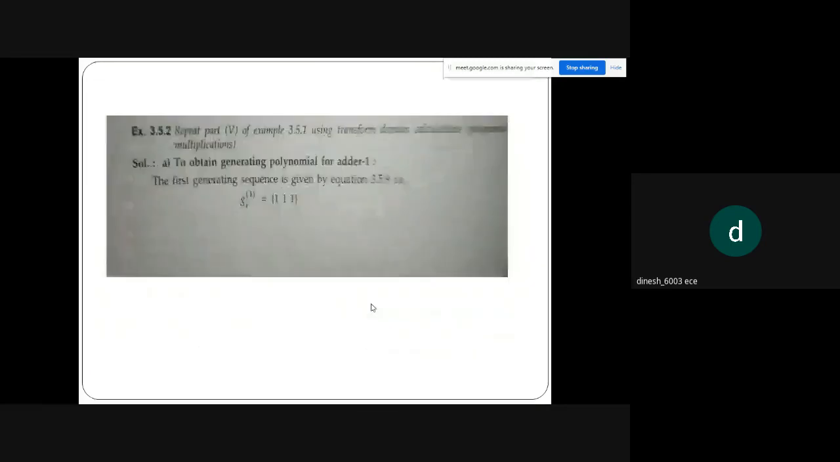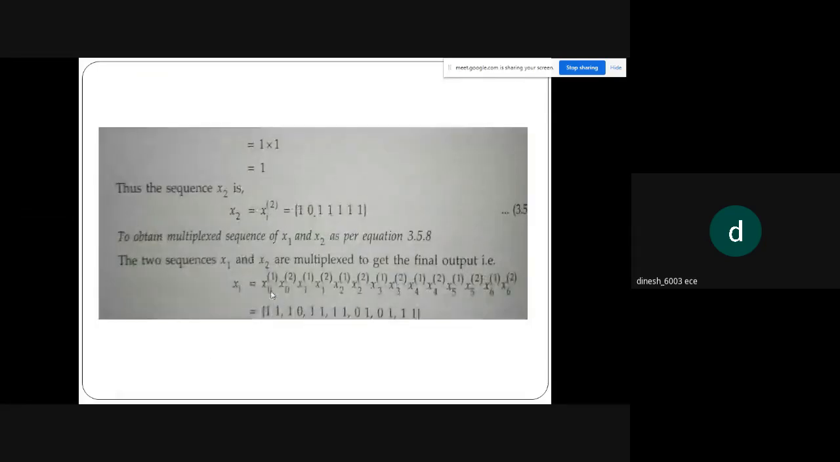Now after finding this, find the output sequence x of i. xi will be in the sequence x0 of 1, x0 of 2, x1 of 1, x1 of 2, x2 of 1, x2 of 2, x3 of 1, x3 of 2, x4 of 1, x4 of 2, x5 of 1, x5 of 2, x6 of 1, x6 of 2. So like this you should write, as we had done in the previous.